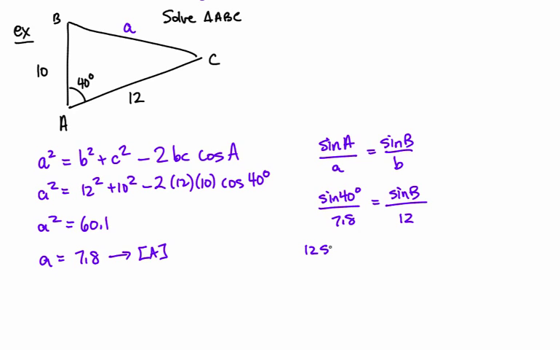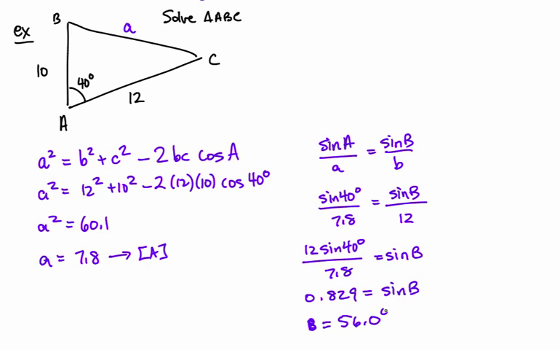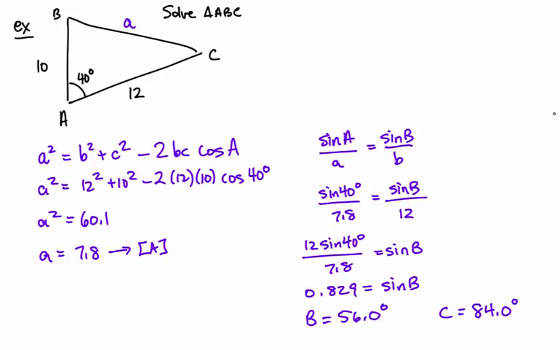So again, I go through the steps, and I multiply both sides by 12 to get my sine B by itself, and then I calculate what this is worth. In this case, it's 0.829, and I do inverse sine, and I get B is equal to 56.0 degrees. Let's just double check that, 56.0 degrees, and I can therefore just use 180 minus 56 minus the original 40 gives me 84.0 degrees. And we have completed the question.